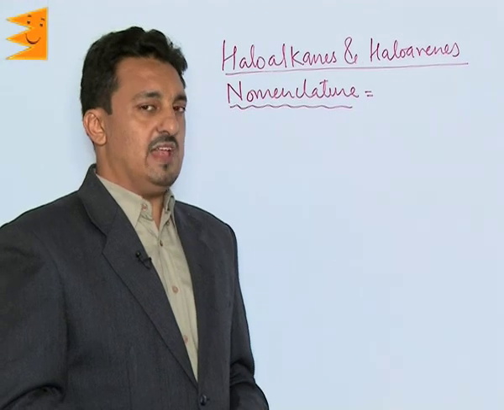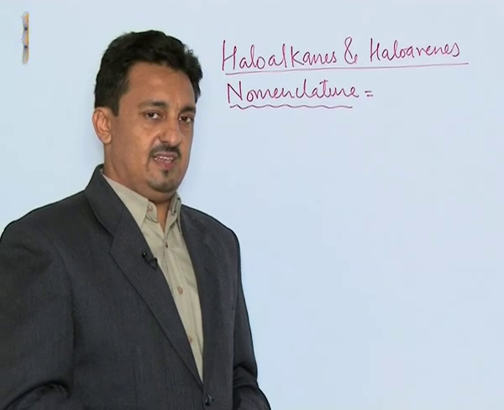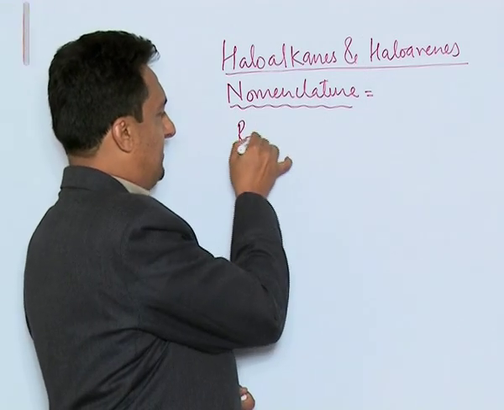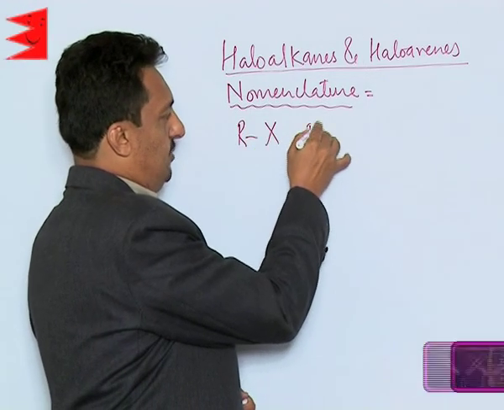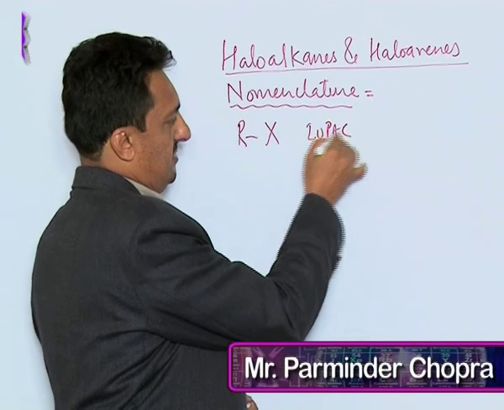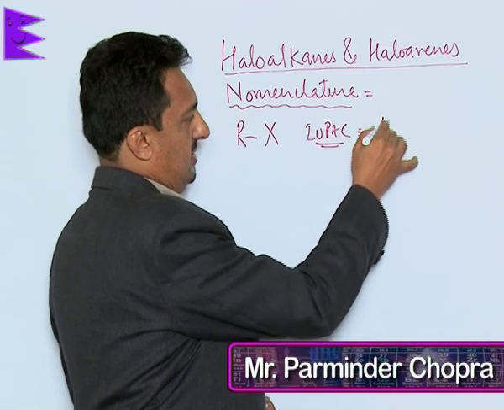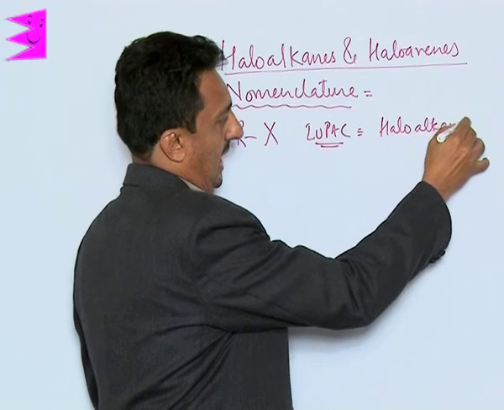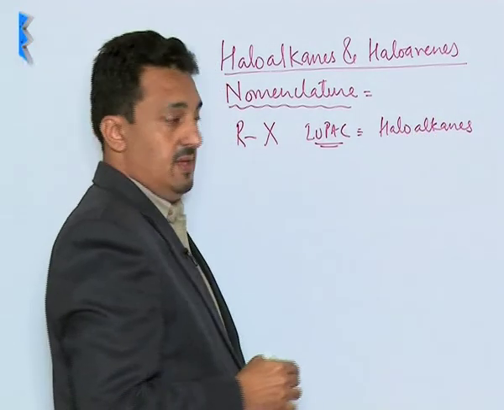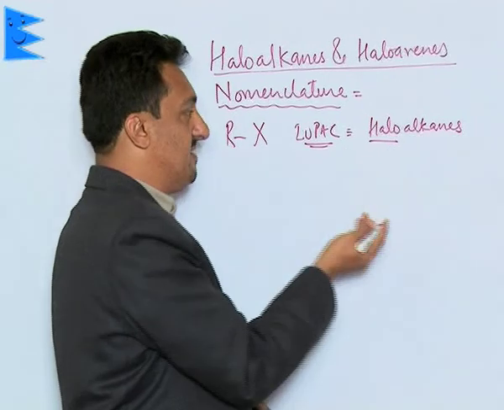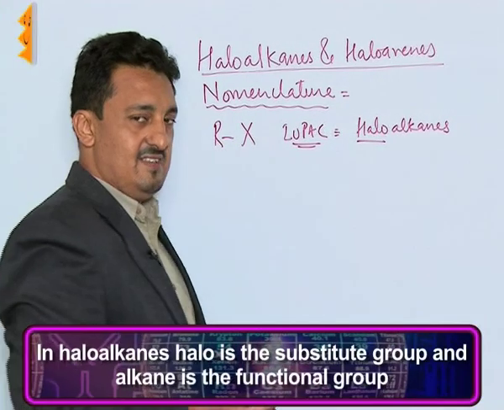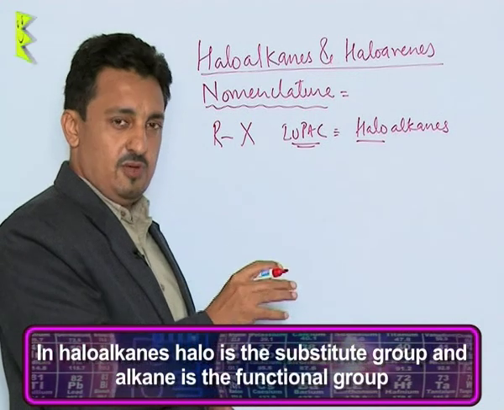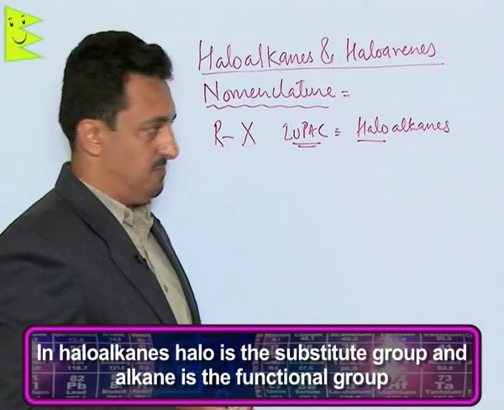Now let us see the nomenclature of the alkyl halides and aryl halides. What you need to understand is that these RX compounds in IUPAC nomenclature are called haloalkanes. We put halo as a prefix. The reason is that these halogens are always considered as substituents, a substituted product. They are never regarded as functional groups.